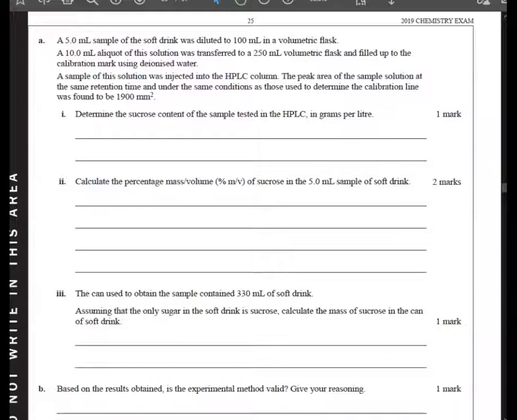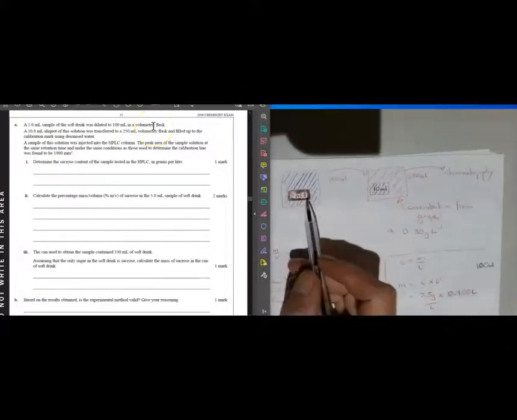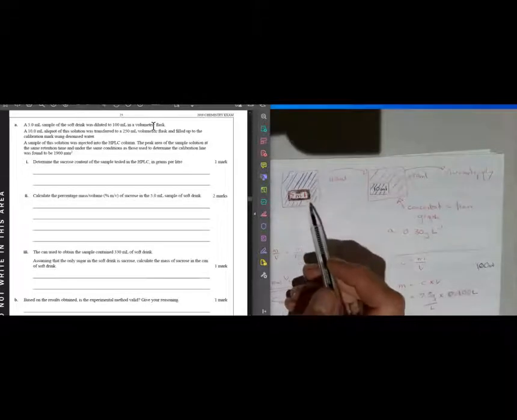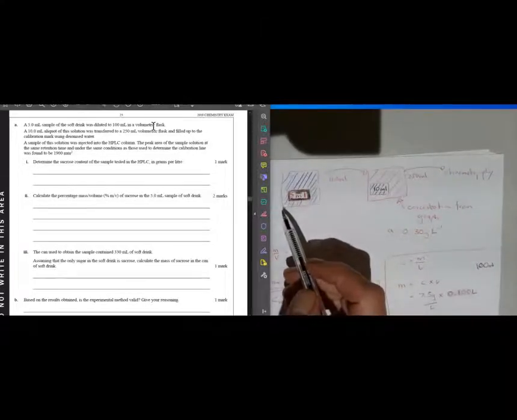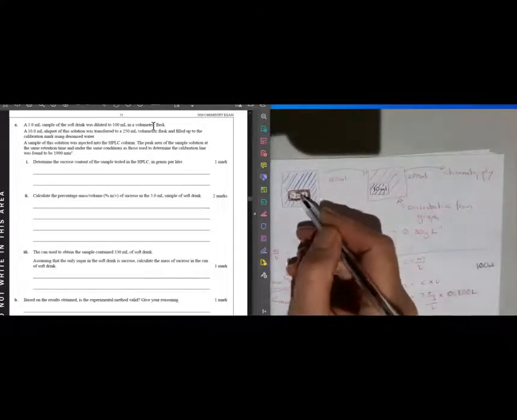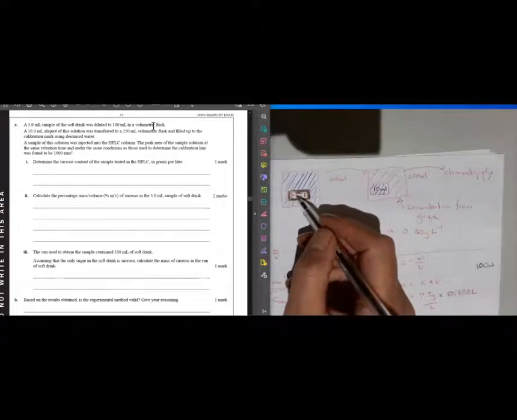Now we need to look up what the actual question is. Okay, so they got a 5 ml sample of soft drink and diluted it to 100 ml. So I've drawn a little picture to represent our 5 ml sample and made it really concentrated, really dark, and then we've added water to it and made it up to 100 ml. So all the mass of the sucrose that was in here is now spread out, and the mass that you had in here is now in here. So this is less concentrated with the same mass.